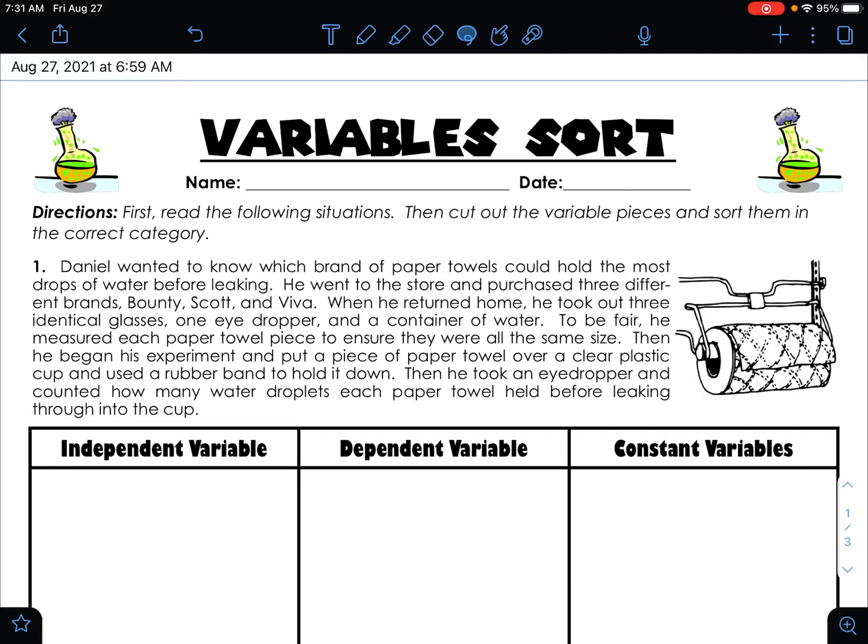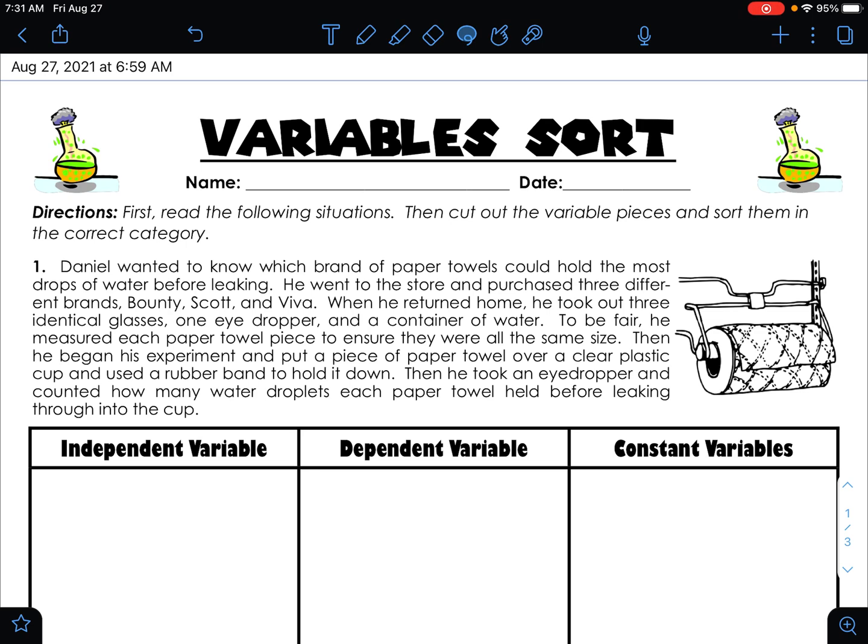All right, we are going to go over how to do this variables sort. So the directions say, first read the following situations, then cut out the variable pieces and sort them in the correct category. All right, so let's just take a look at what this document looks like.